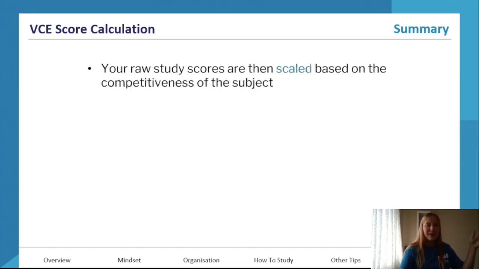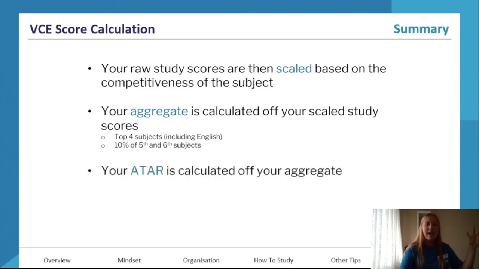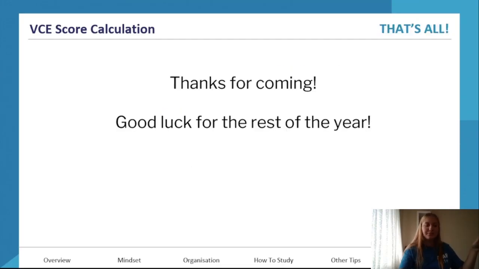Your raw study scores are then scaled based on the competitiveness of the subject. Your aggregate is calculated off your scaled study scores: the top 4 subjects, and 10% of your 5th and 6th subjects. And your ATAR is calculated off your aggregate score. And that's all of it. Go back to any of these ideas if you're still finding it difficult.